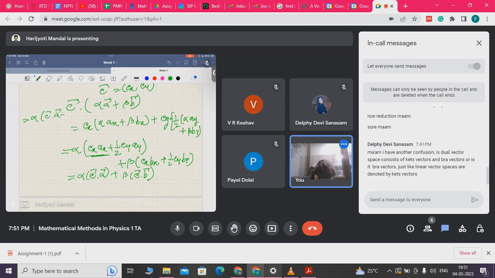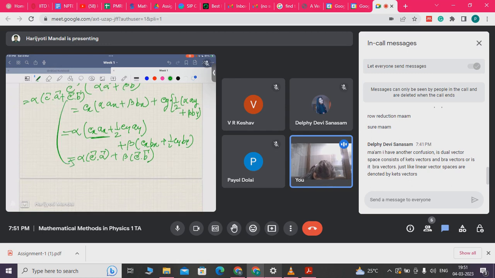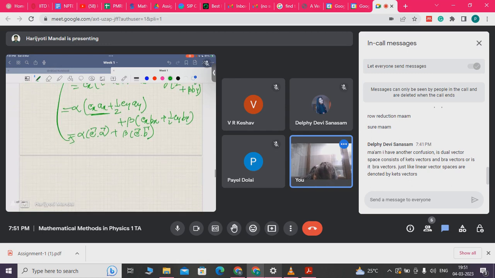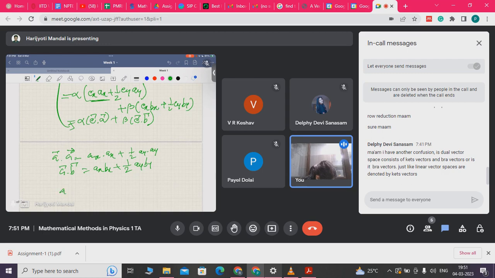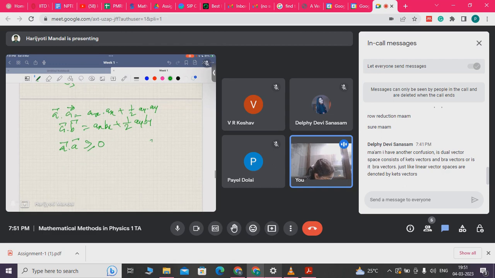Now we have proved linearity. We know that it should be like this, and we have found that it is like this. Now positivity is what? A dot A, the self product. When A dot B was there, it was AX BX plus half of AY BY. Here it needs to be AX into AX plus half of AY into AY.